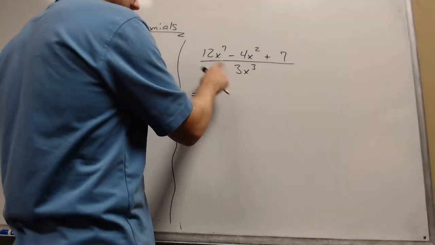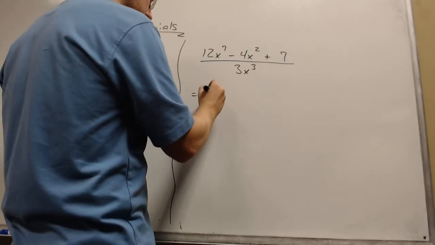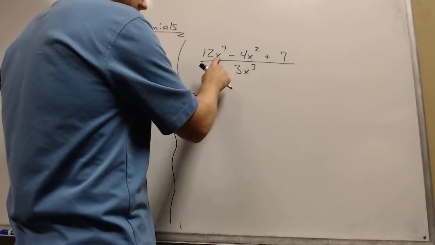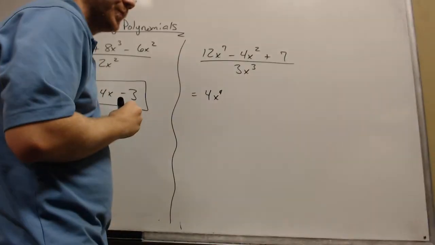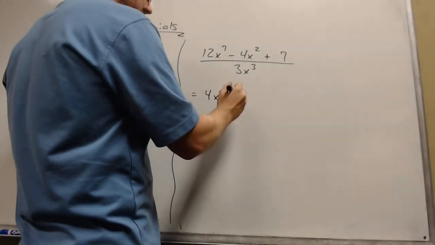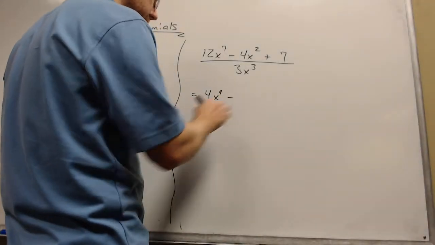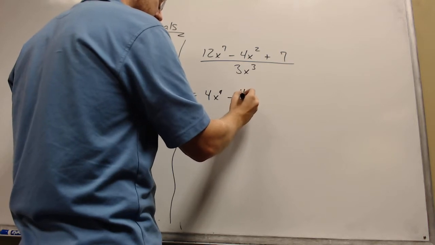Right? So if we divided these, 12 divided by 3 would be 4. And we can subtract our exponents. We have 4 x's left over. So there's our first term. Next term, right, we have 4 divided by 3. I cannot simplify that at all.